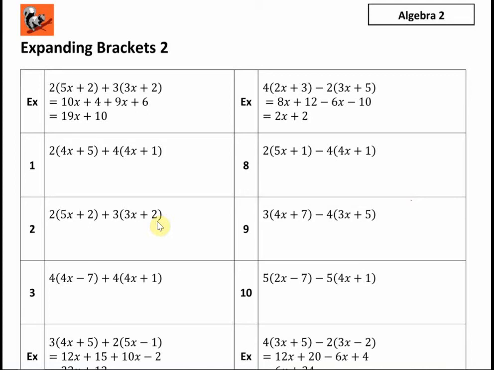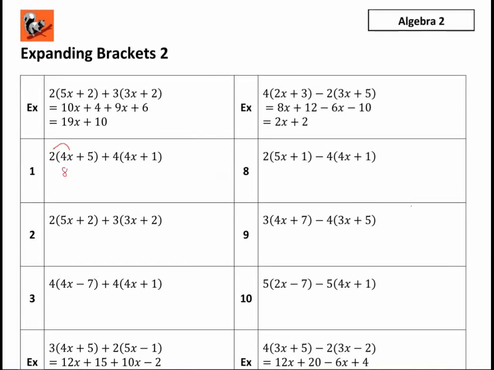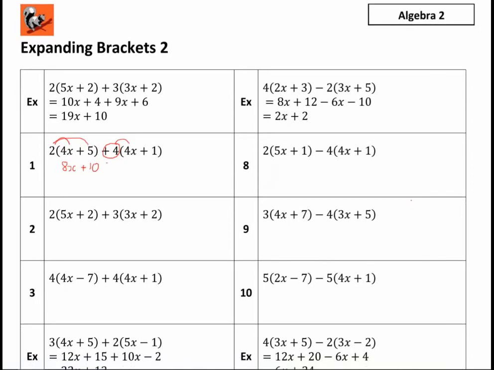So on this first one, I'm going to follow the rules that we used on the previous page. We're just going to times each term by the term outside. So 2 lots of 4x would be 8x, and 2 lots of 5 would be 10, and that's positive. Now I'm going to treat this middle term as positive 4, and again hopefully you'll see why that helps a bit later on. Positive 4 times 4x, well, everything's positive there, so that's going to give me positive 16x, and then positive 4 times positive 1 is positive 4.